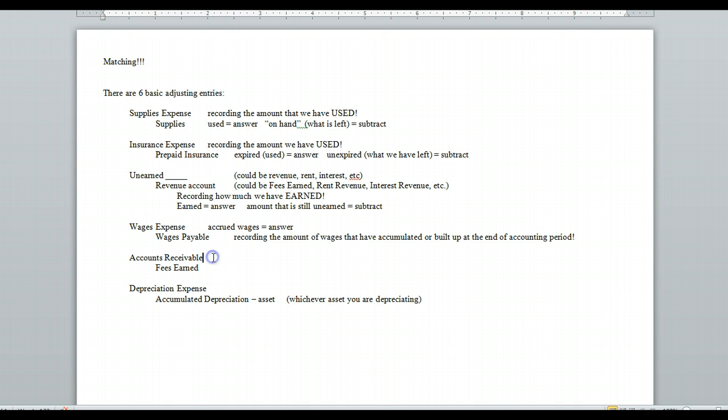So we need to record the amount that has already been earned but not billed to customers. So we've already earned the revenue, but for whatever reason, like I said, we have not billed our customers. But now it's the end of the accounting period, so we've got to stop, make an adjusting entry, bill our customers. It's the same old entry we normally make. Debit accounts receivable, credit fees earned.